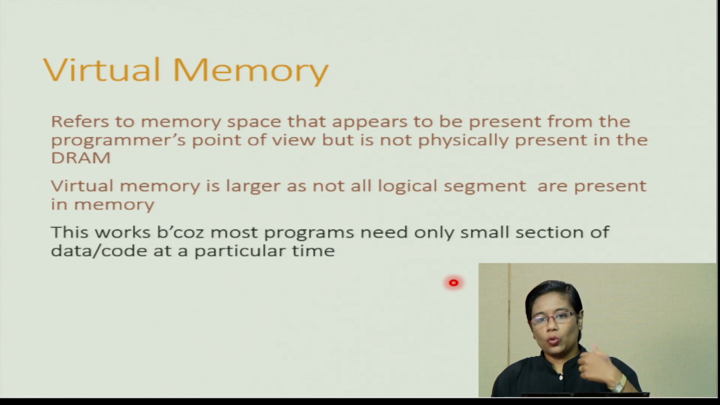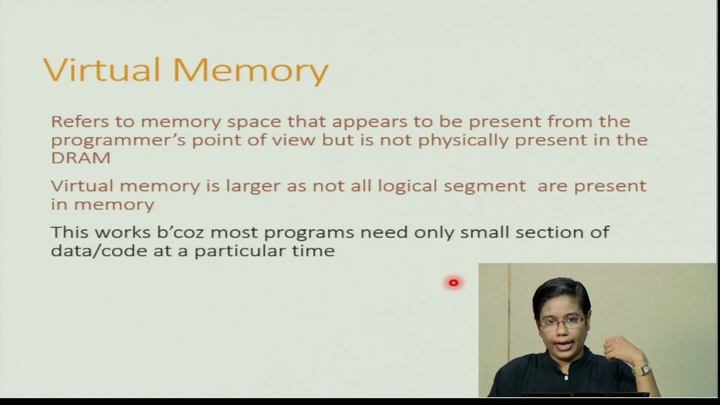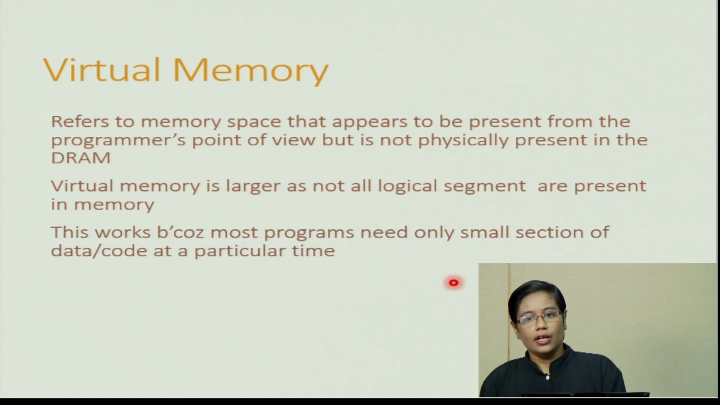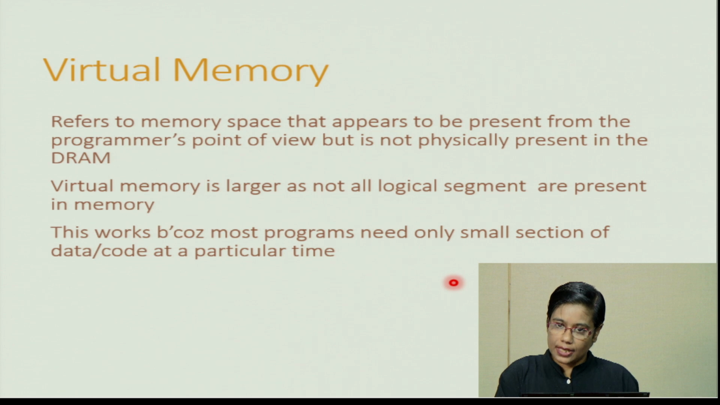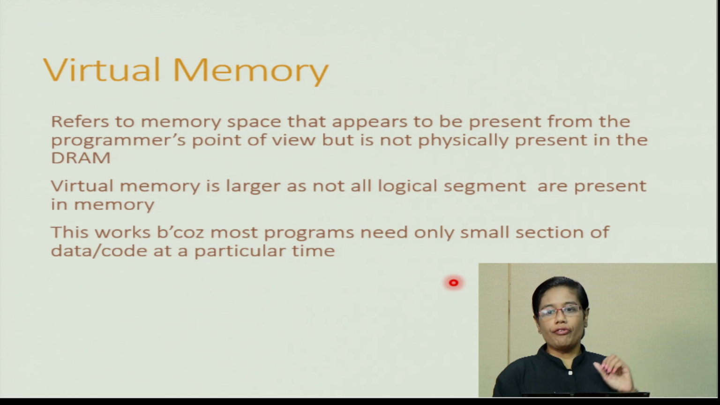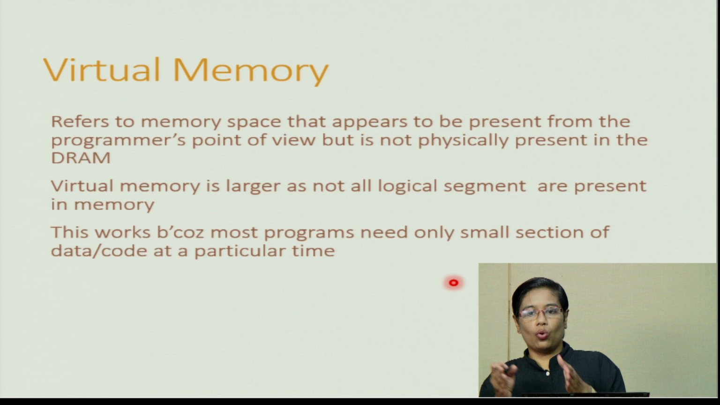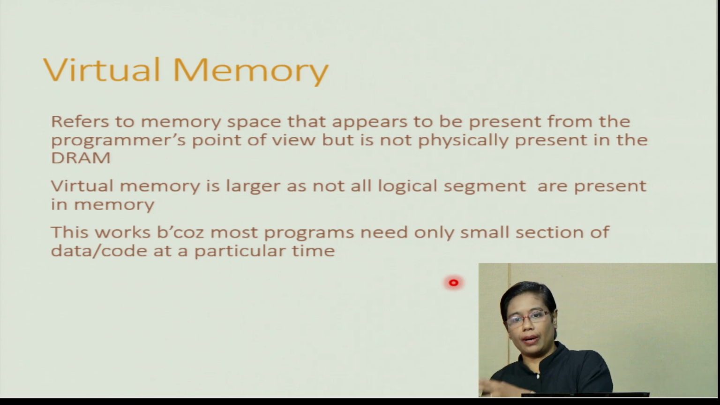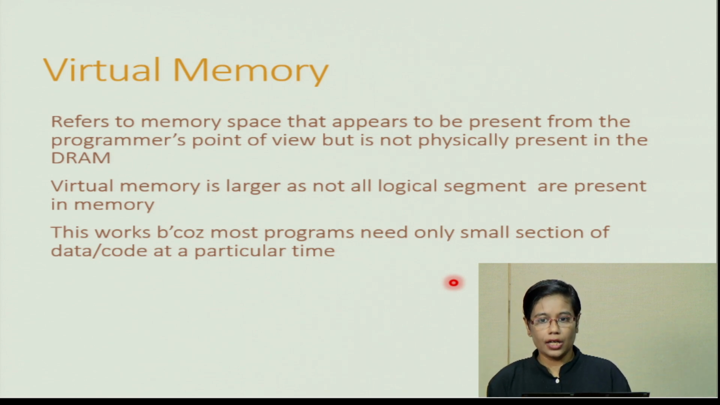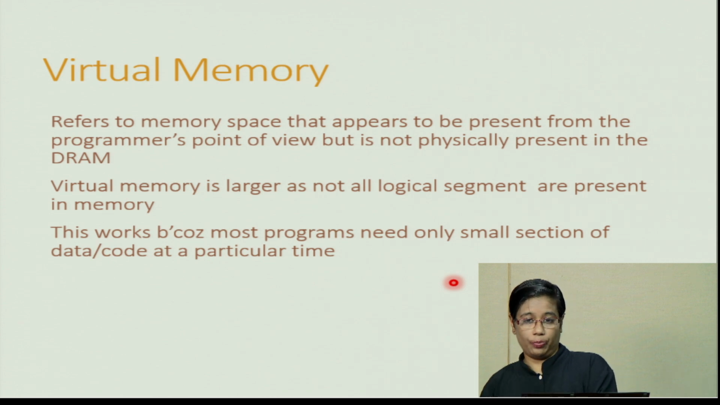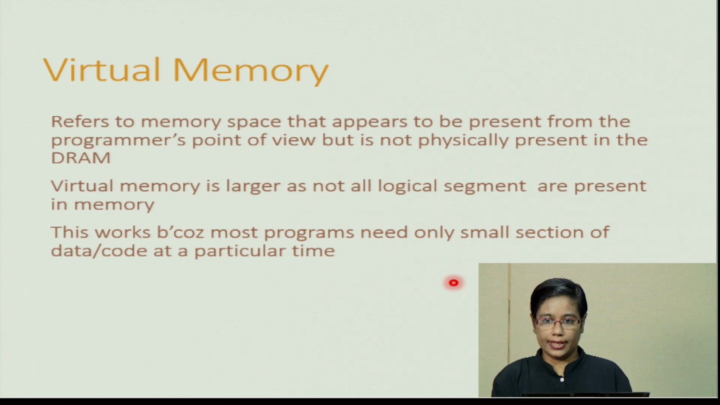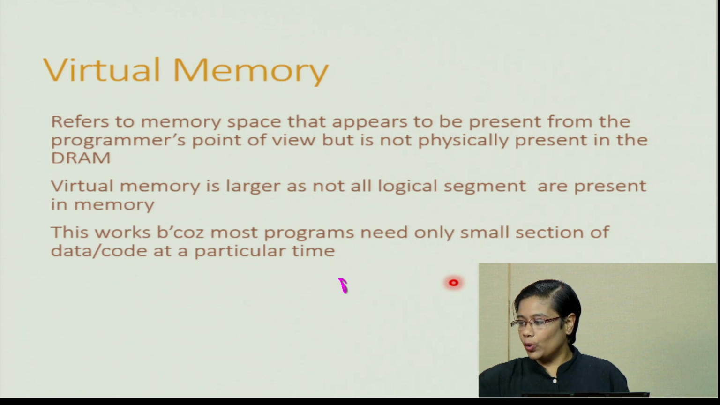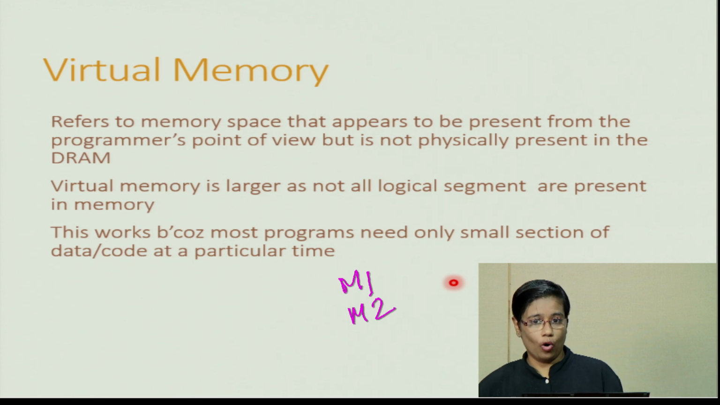This works because most programs need only a small section of data or code at a particular point of time. Once that particular part of the code has been executed, it can be removed from the primary memory, and the new code or data can be transferred from the secondary memory to the primary memory. So the whole concept of virtual memory is based on the fact that not all parts of a program must be present in the memory simultaneously. As I said, a program can be broken up into multiple modules. In fact, a program can even have 100 or more modules in it.